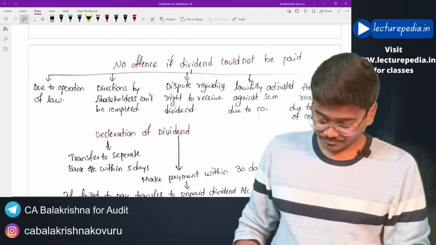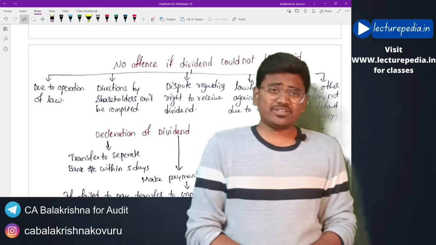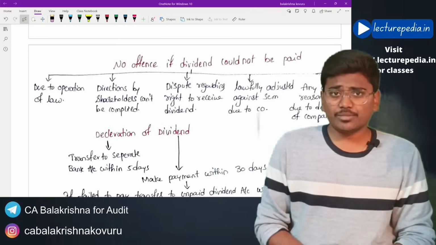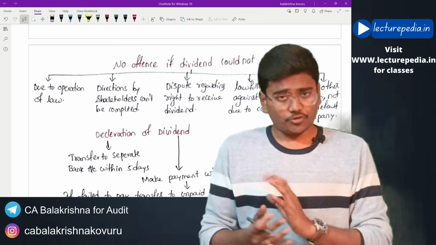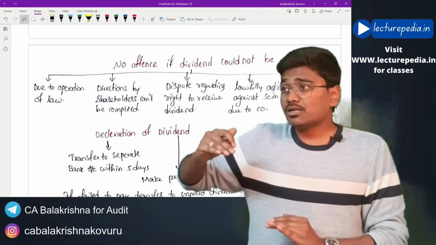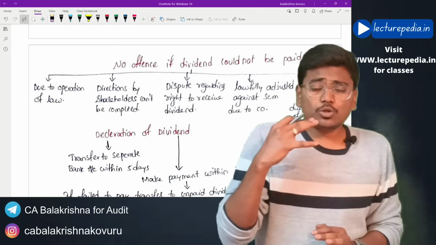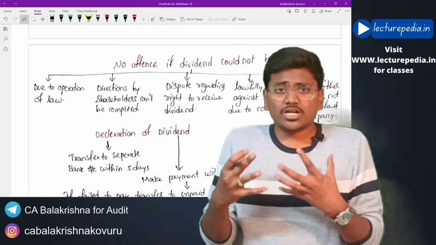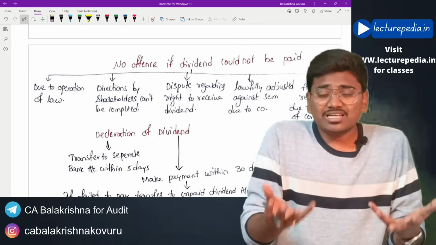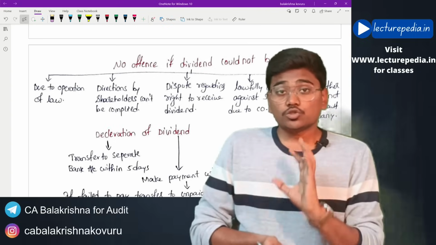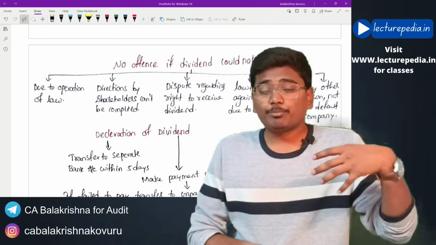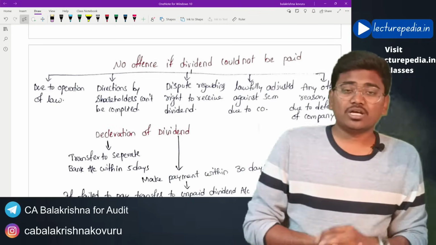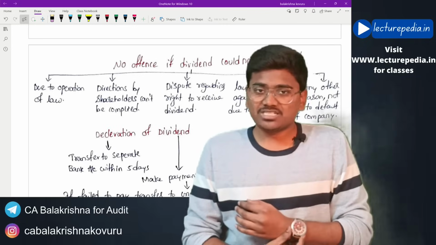Next. Now, no offense will be deemed if the dividend is not paid by the company because of operation of law, or the shareholder has told the company to comply with certain conditions for payment of dividend, but the company was not able to comply with those conditions. Even in that case, there is nothing wrong with the company. So even in that case, if the company has not paid the dividend because it is not able to comply with the requirements specified by the shareholder, it will not be deemed to be an offense committed by the company.